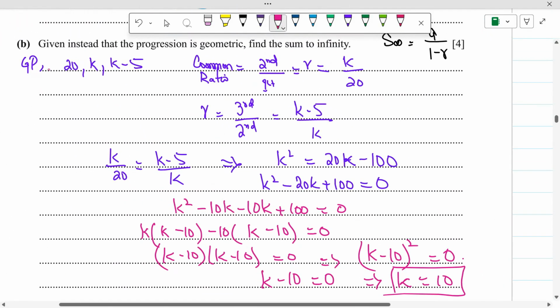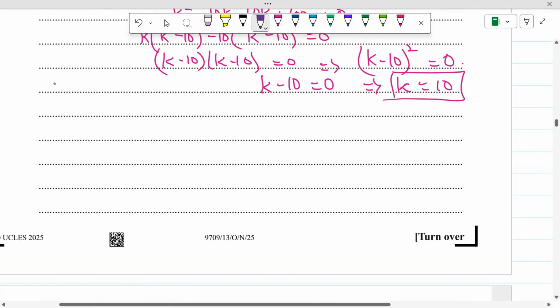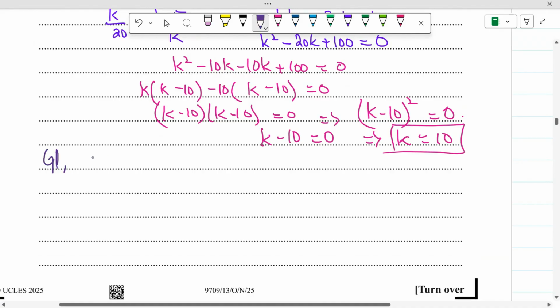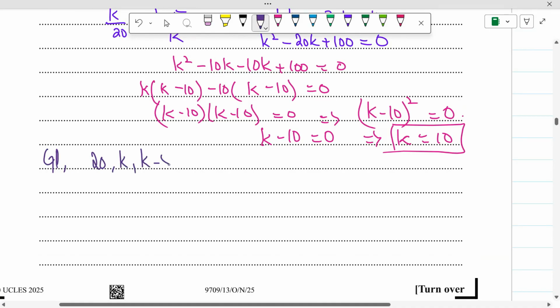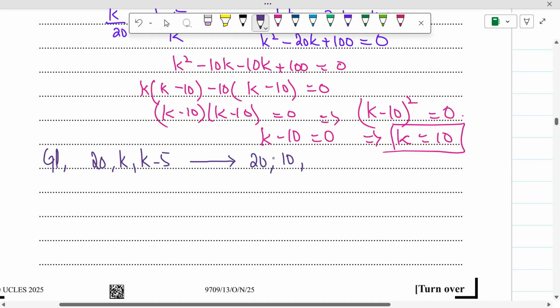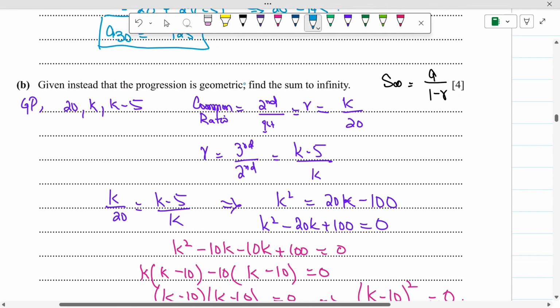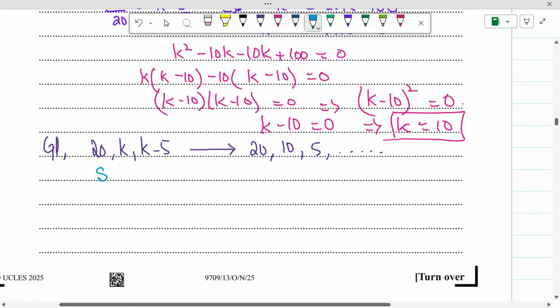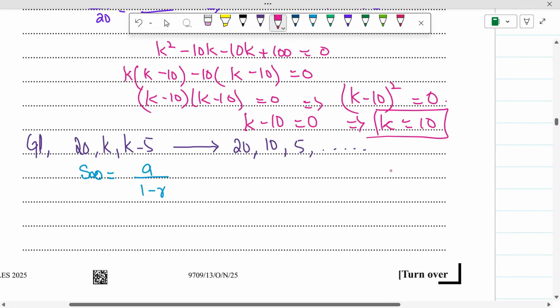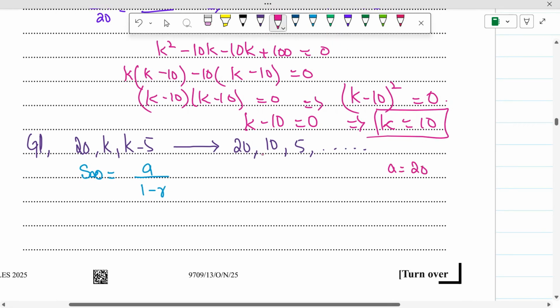Plugging this k into the geometric progression, we have 20, then k which is 10, and then k minus 5, which means 10 minus 5, which is 5. So this is the geometric progression, and we need to find the sum to infinity. We know that the sum to infinity is a over 1 minus r, where a is the first term, which is 20, and we need the ratio, which is the second term divided by the first term, 10 divided by 20, which is 1 over 2.